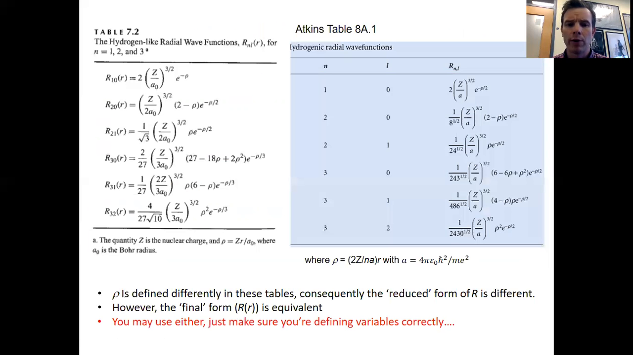Now, this may stress you out. I'm showing you explicitly that difference here. These are the radial functions that I gave you. These are the ones listed in Atkins. At the end of the day, you can use either of these two forms. They're actually equivalent, but you just need to make sure that you are defining your variable rho correctly. And if you do that, you'll be okay.